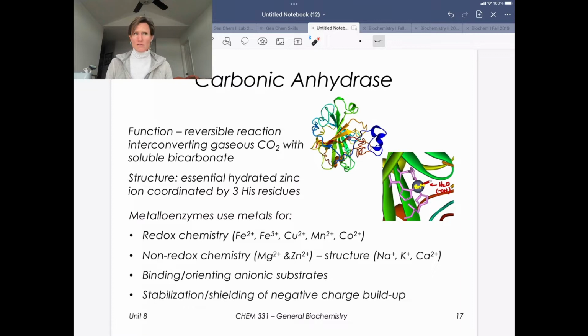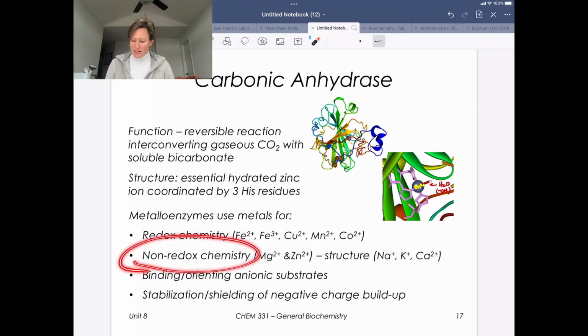Remember we talked about the fact that amino acid residues really don't have the functionality to participate in doing redox chemistry, but certain metals do. Iron can go between ferric and ferrous states, right? We can have copper going between copper 2+ and copper 1+. Manganese and cobalt also have the potential for redox activity.